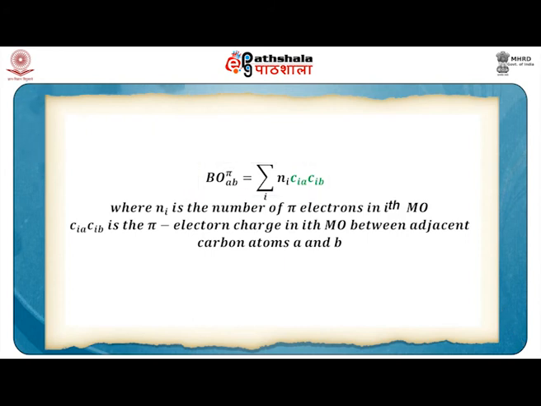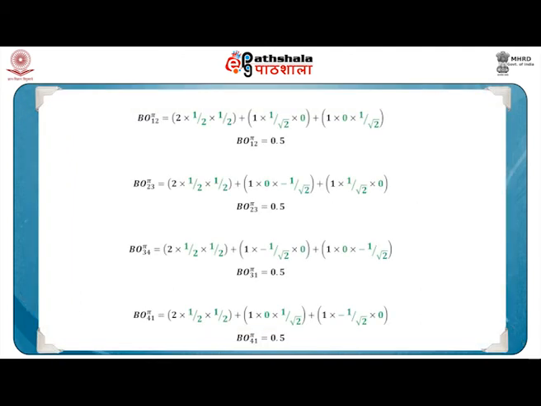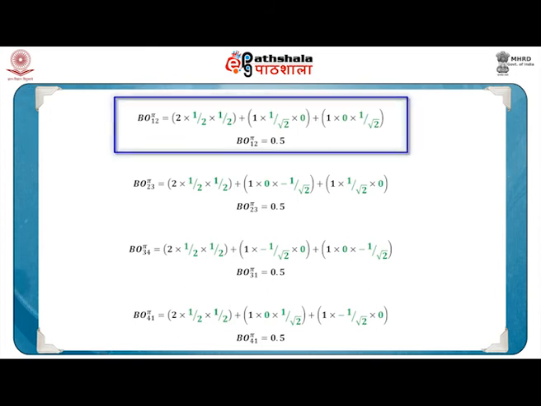Here Ni is the number of pi electrons in the ith molecular orbital, and Cia, Cib are the pi electron coefficients in the ith molecular orbital for adjacent carbon atoms A and B. If we calculate the pi bond order between carbon atoms 1 and 2, as you can see here, its value comes out to be 0.5.